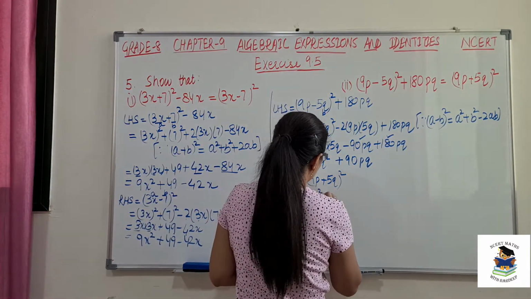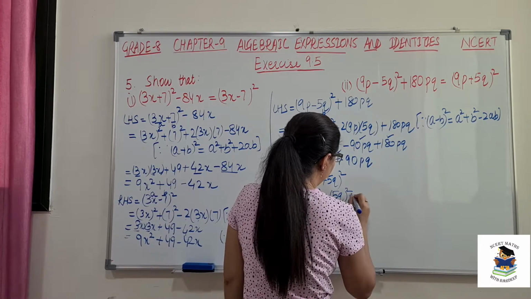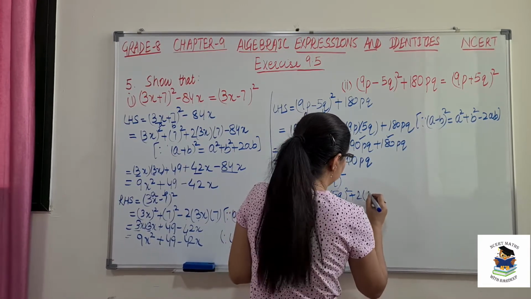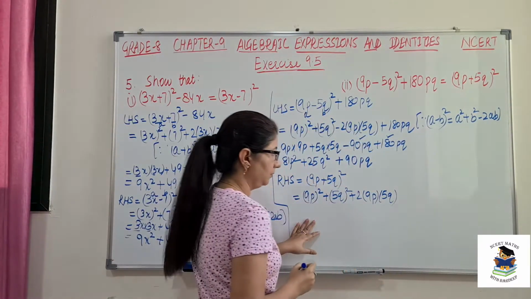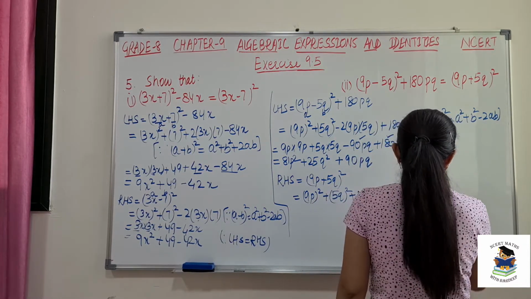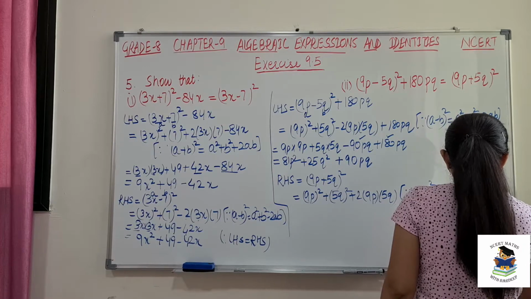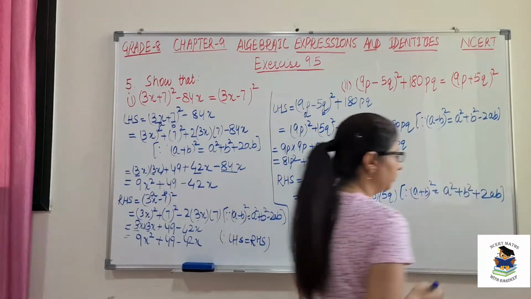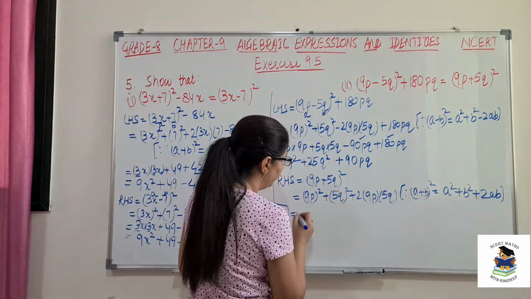A square means (9p) square. B square means (5q) square. 2 times ab. So again you should mention here because (a plus b) whole square is equal to a square plus b square plus 2ab. Okay. So after this step, same thing we will multiply it.